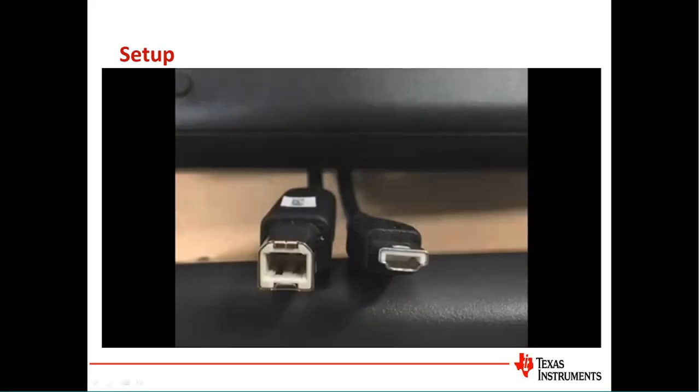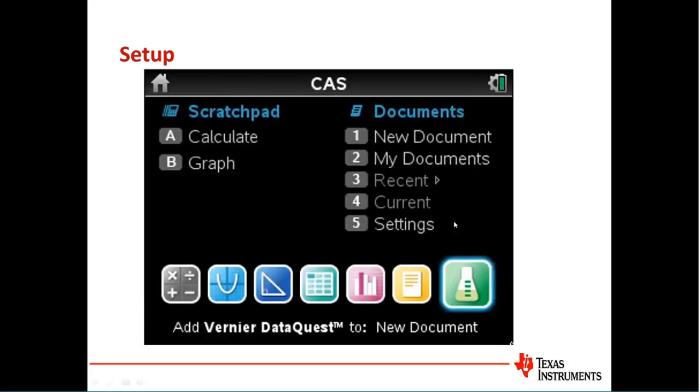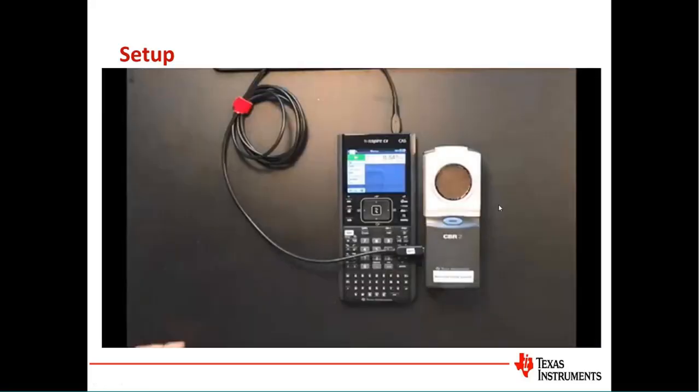Here's a diagram of the cables. This big square cable goes directly into the CBR2, and this small cable here goes directly into your calculator. When you plug it in, typically as soon as it's plugged into your calculator, the calculator straight away recognizes that the CBR2 has been plugged in, and it opens up this Vernier DataQuest application on your calculator.